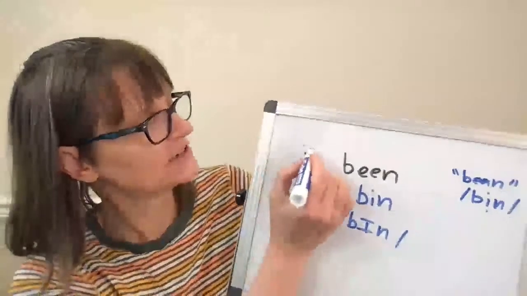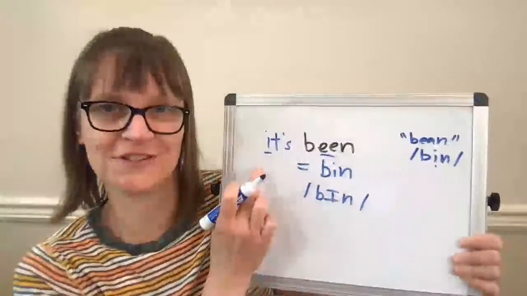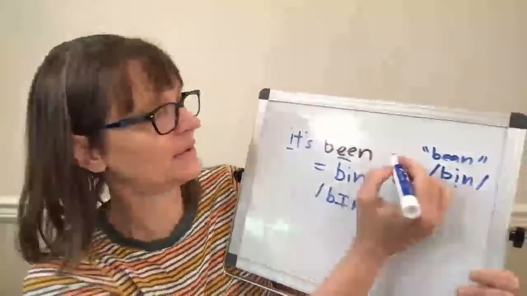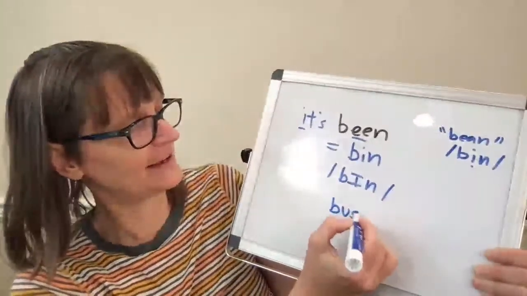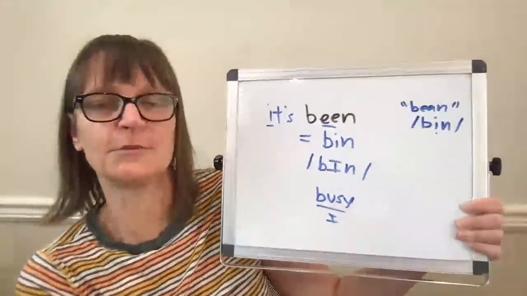So what I suggest in order to match and remember that is to try making sure you use the same vowel in it and been. For example, it's been. Another phrase I like: it's been busy. This also has the I in the first syllable. It's been busy.